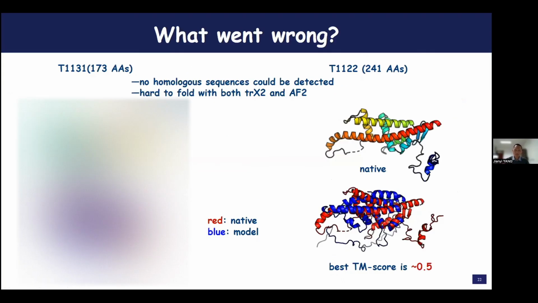For the CASP15 targets, these two are probably very hard. From all the database searches, we can't find anything. So the predicted models are bad for both, for both trRosettaX2 and AF2. We have no idea how to improve them.